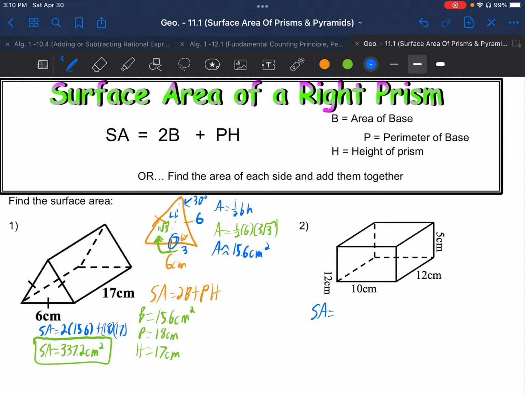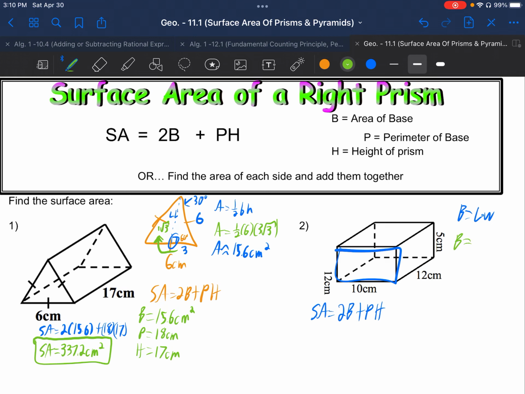So reminder, the formula for surface area of any right prism, whether there's triangles on the front or rectangles on the front, is going to be 2 times the area of the base plus the perimeter of the base times the height. So we need to find B. Well, in order to find capital B, we have to find the area of a base. Area of a rectangle is length times width, also can be thought of as base times height.